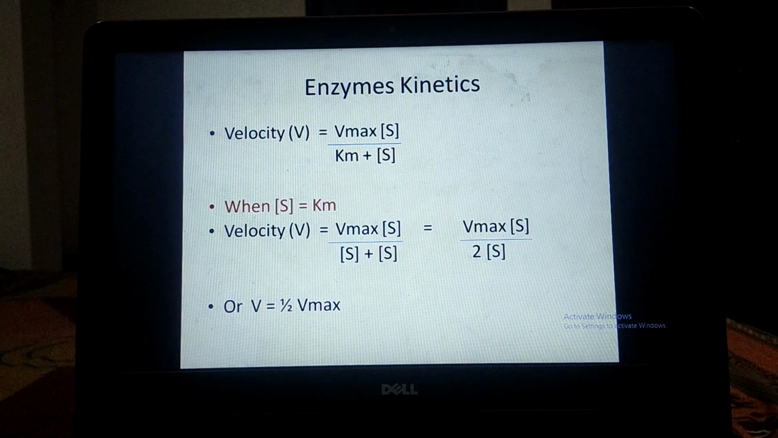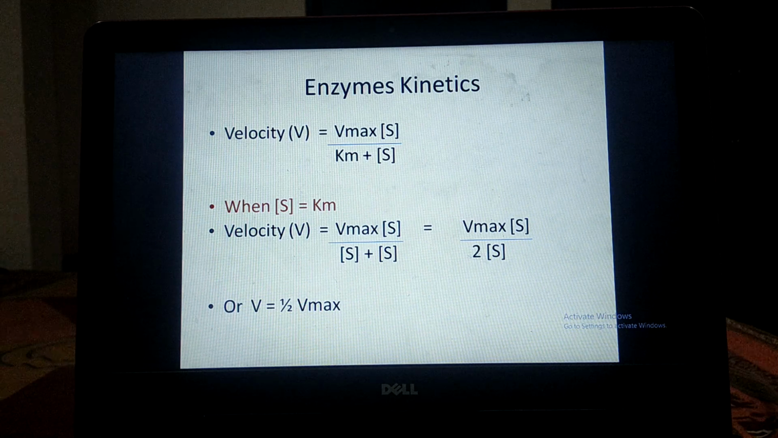Now velocity of the reaction. Velocity of the reaction at any time is given by the formula Vmax of that reaction, or maximum velocity attained in ideal condition by that reaction, into the substrate concentration divided by Km or Michaelis constant plus substrate concentration. So this is the formula for calculating the velocity of the reaction at any time.